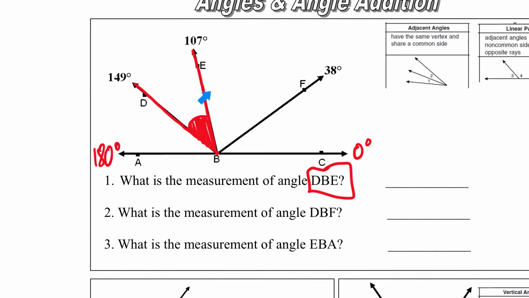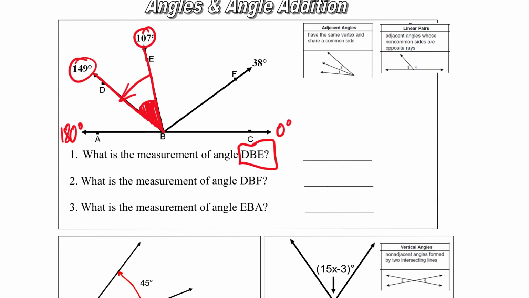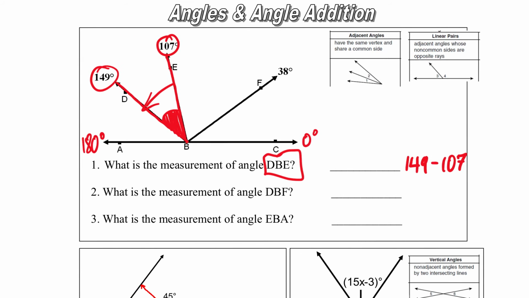But the angle that we're looking at is right here. Now the angle we're looking at, DBE, starts at 107 degrees and ends at 149 degrees. So how am I going to find the distance from there to there? Yeah, just subtract them. So I'm going to go 149 minus 107. And so how many degrees does that make angle DBE? 42 degrees.